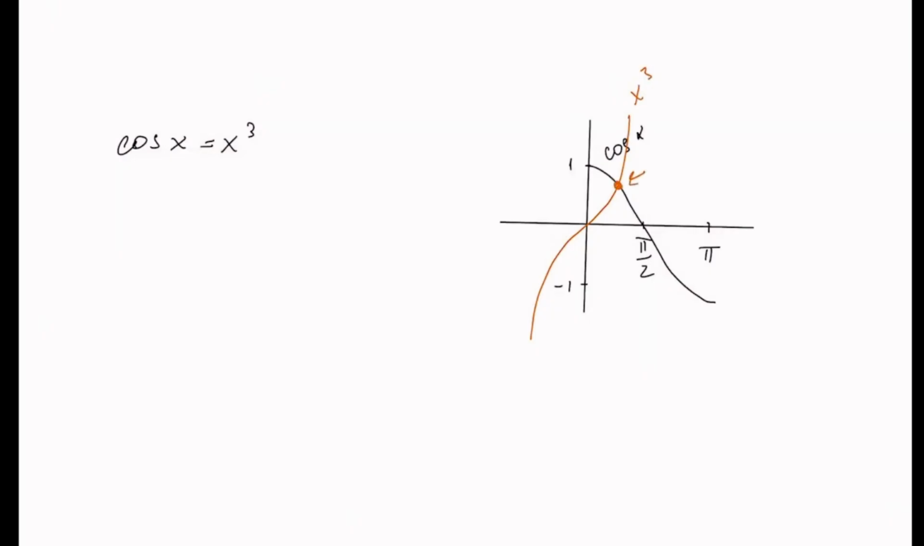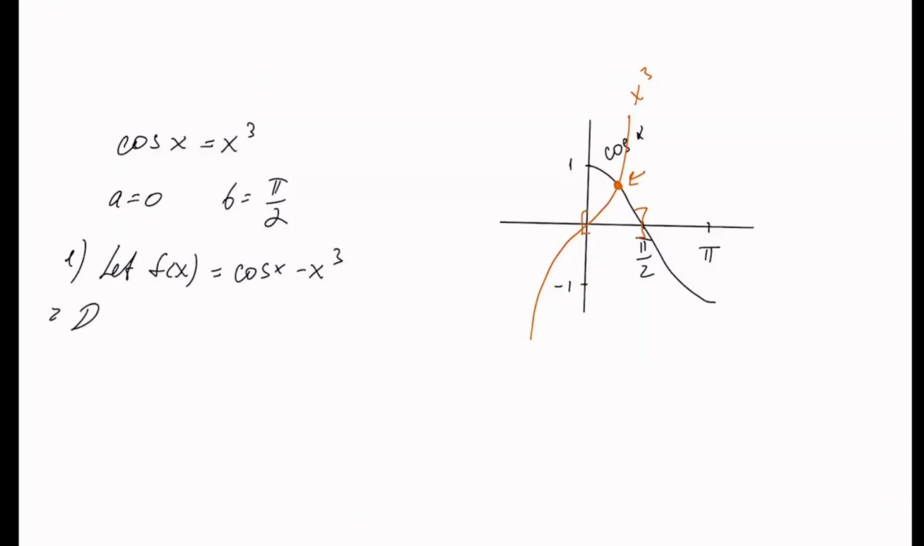So the intersection happens between 0 and pi over 2. So let's make our a equal to 0 and b equal to pi over 2. We don't know exactly where this intersection is happening, but this is where the root is located. So we will define our a and b approximately from 0 to pi over 2. So first thing you need to do, you need to let f of x equal cosine x minus x cubed. So you need to put everything into one side and define your function.